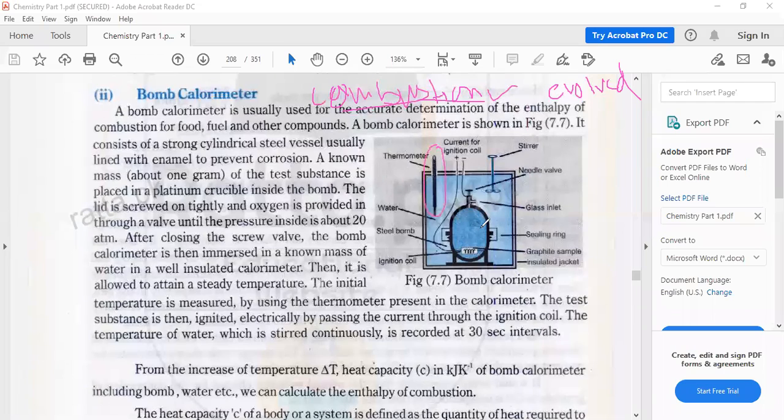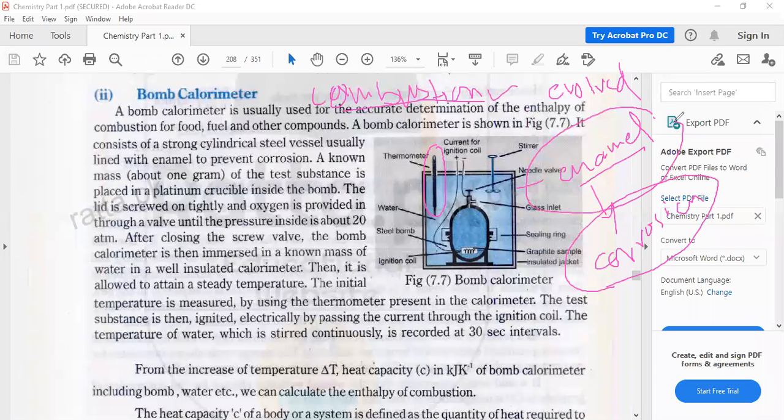So we are taking a steel cylinder that is lined with enamel. Enamel, as our teeth are also coated with enamel for protection. So this enamel is used to protect the vessel from corrosion. As we know, corrosion is the slow eating of the metal by the presence of water and oxygen. So we will protect our system by coating it with enamel or any kind of paint.